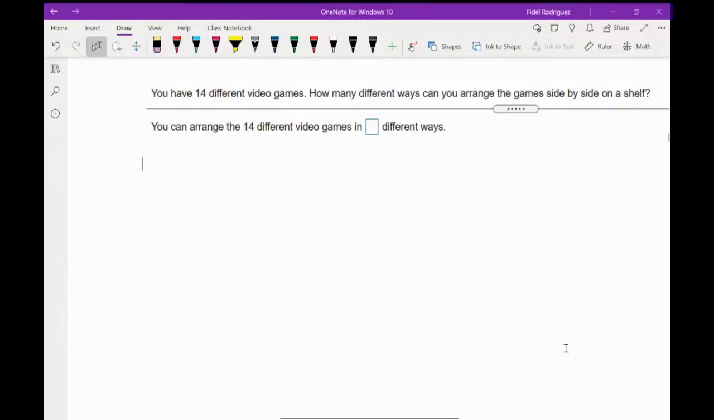So I'm looking here. This is a problem that I copied directly from my lab. It says we have 14 different video games, and how many different ways can we arrange the games side by side on a shelf? Okay, so remember, I'm going to have 14 games. So look, I'm going to put 1, 2, 3, 4, 5, 6, 7, 8, 9, 10, 11, 12, 13, 14. And how many different ways can we arrange the 14 video games?